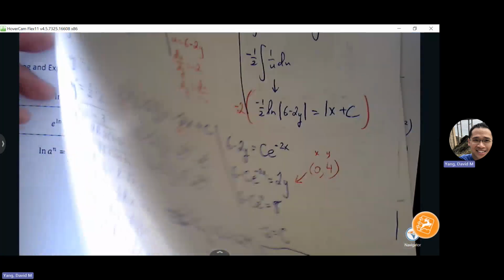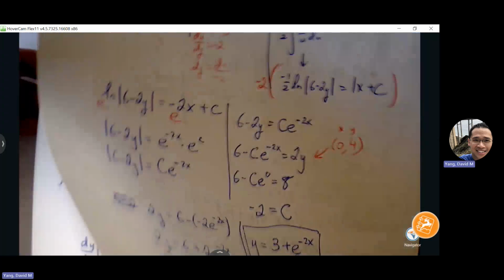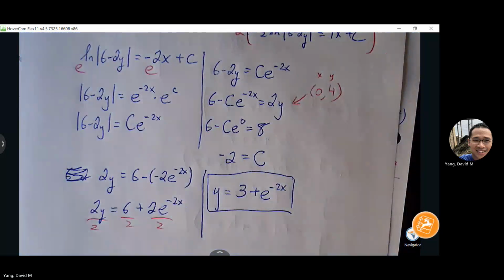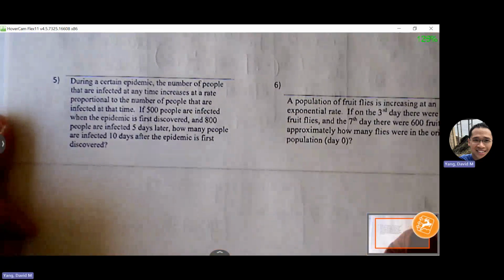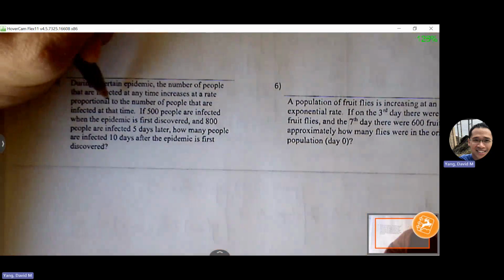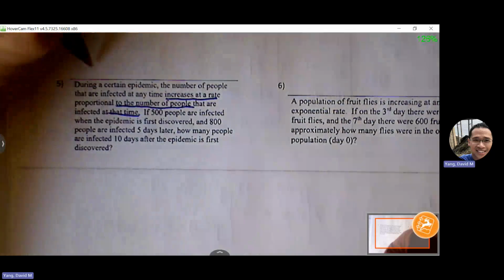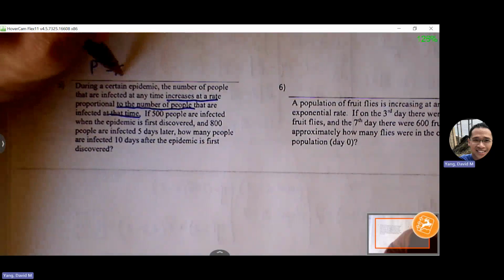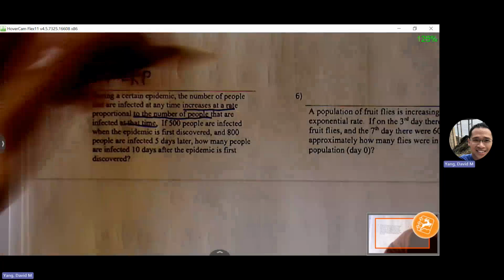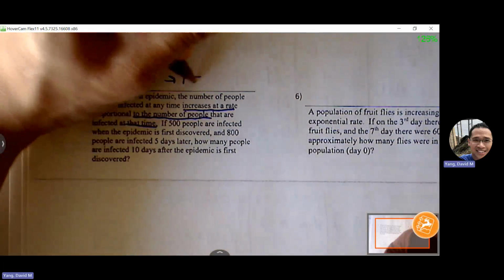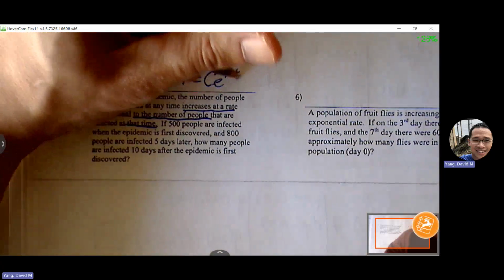Okay, word problems involving y equals Ce to the kt. Number 5. During a certain epidemic, the number of people that are infected at any time increases at a rate proportional to the number of people that are infected at that time. So P prime equals kP, which we know will just turn into P equals Ce to the kt.